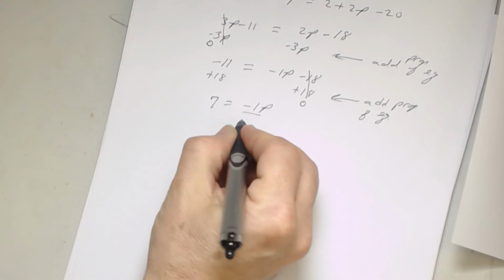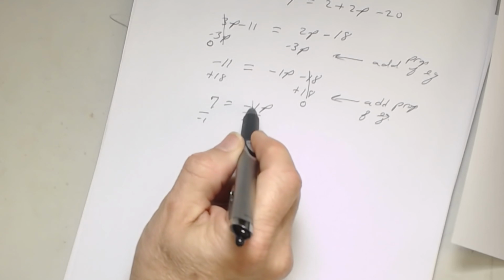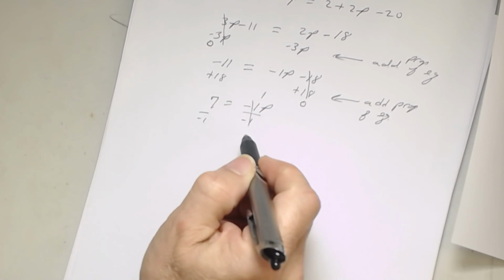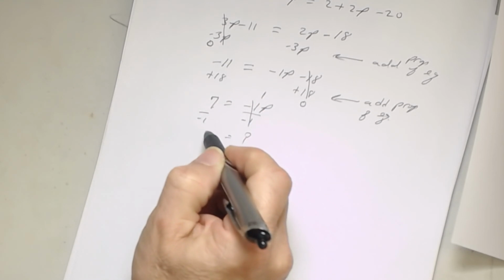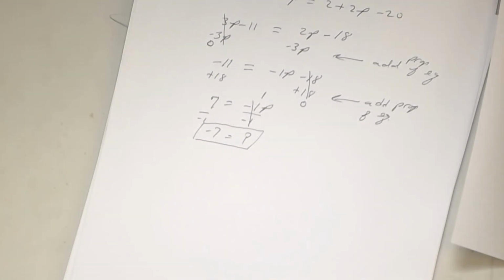Divide by negative 1. So negative 7. Yep. Negative 1 divided by negative 1 is 1. 1 times p is p, equals negative 7. So that's your solution.